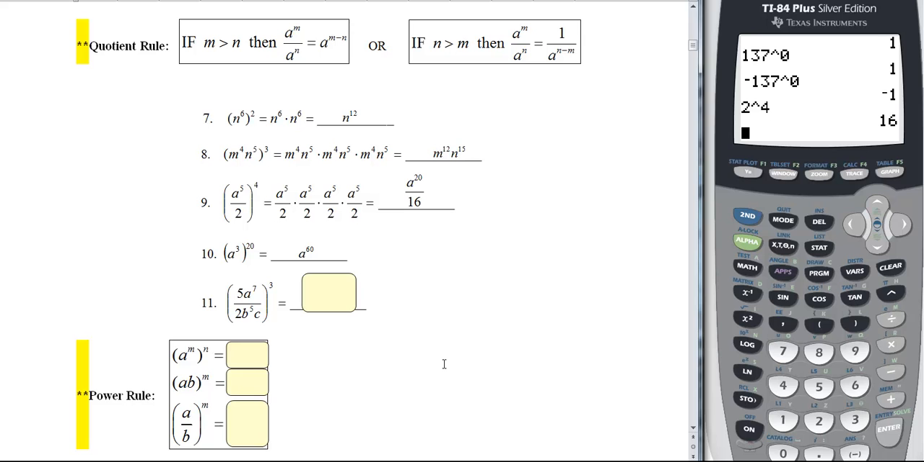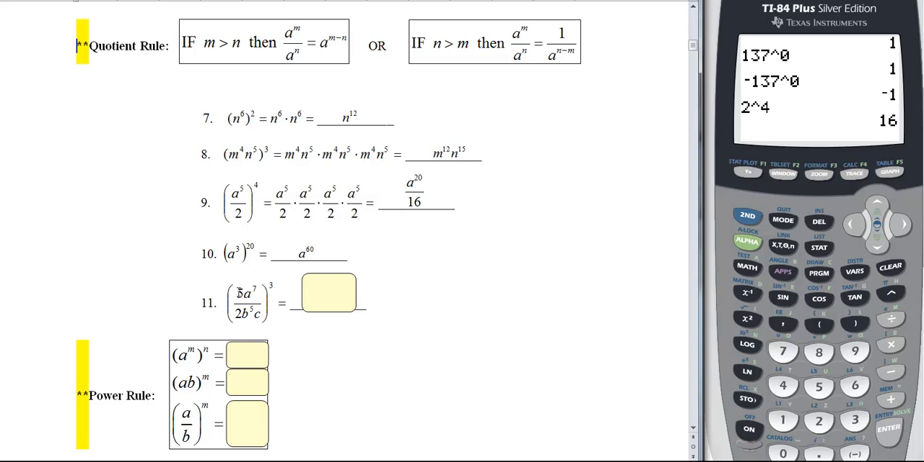Can you imagine I have to write that out? Ugh. Now this one, be careful. This 3 is going to be distributed to all exponents inside, whether you see them or not. The 5, the 2, and the c all have an exponent of 1. So I have to distribute it to everybody.